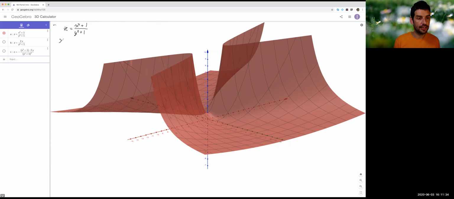I can take the partial with respect to x. I get 2x over y squared plus 1. I can take the partial with respect to y. This one's a little bit more complicated. I'm leaving this as a nice exercise for you to see why these are the way they are. But there are our two first partial derivatives. Okay, so let me just put these a little bit off to the side.